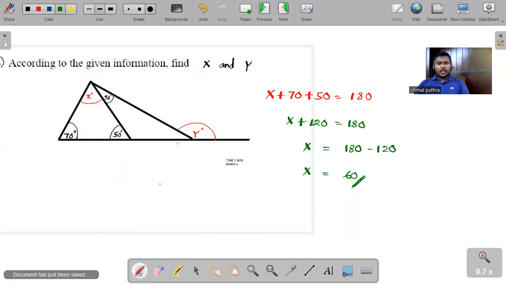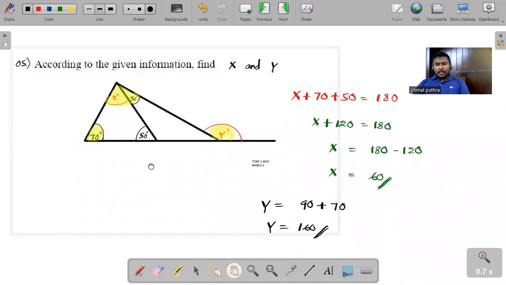Then let's move on to the next one. Yes, y is an internal angle. This internal angle should be equal to the sum of this external angle and this angle. So you can say this y should be equal to the sum of this one, x plus 30. X is equal to 60. 60 plus 30 is equal to 90, plus 70. So y should be equal to 160. That's how we got the answer.